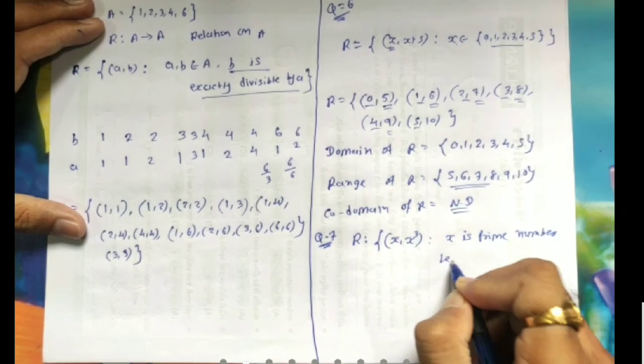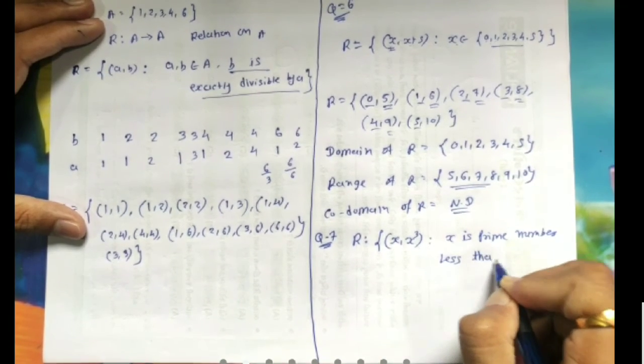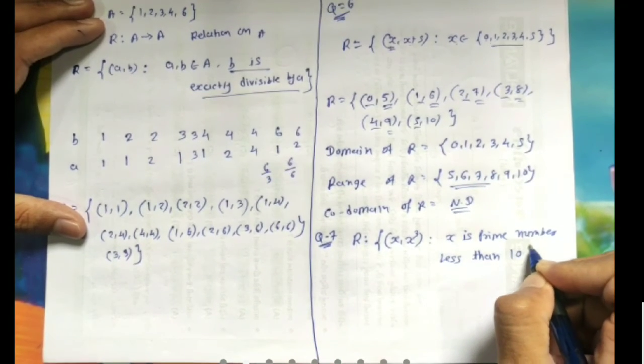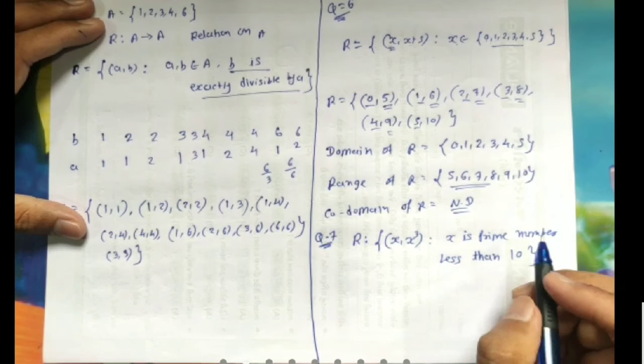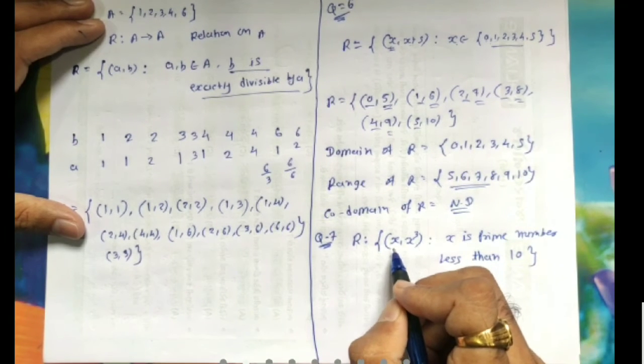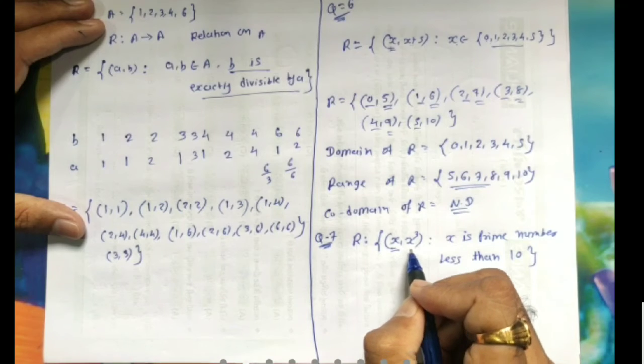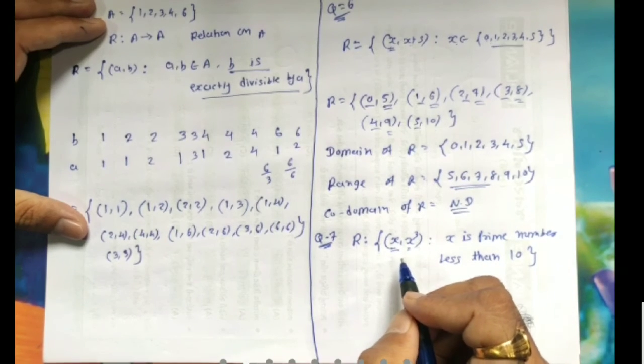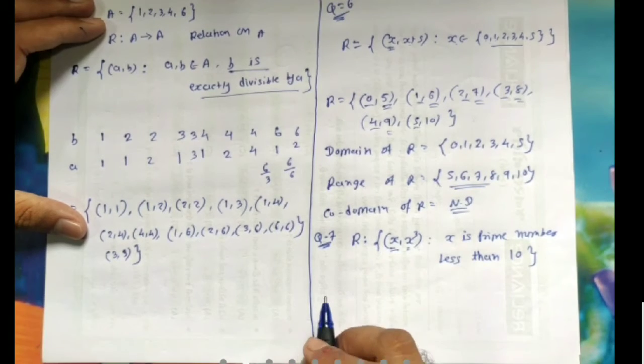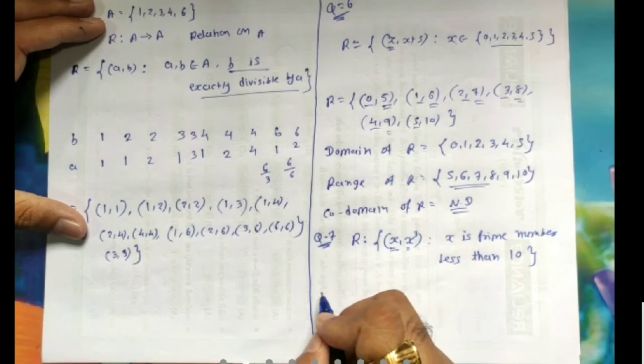Less than 10. So prime numbers less than 10, that is the condition. And in the relation, the ordered pairs are given in which the first element is the number itself and the second element of that ordered pair is the cube of that prime number. So you have to write the ordered pairs.